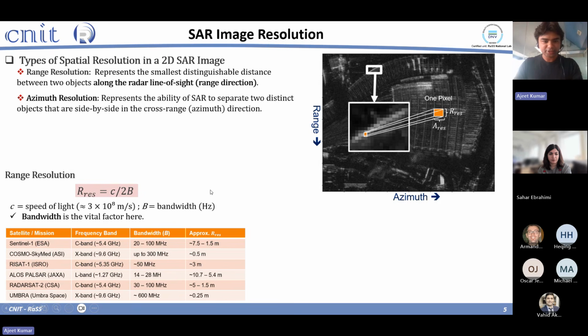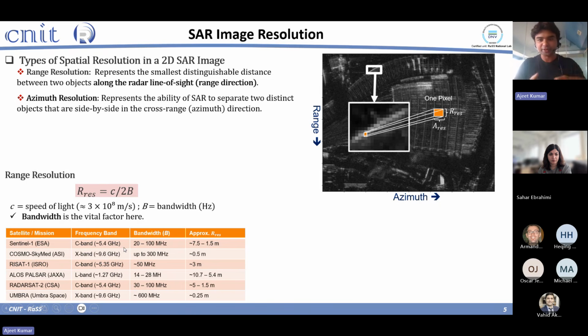So range resolution straightforwardly depends on the bandwidth. If you have a larger, wider bandwidth, you can have a better range resolution. For example, I've added some satellite examples here, for the Sentinel. You can see here, if you have a wider bandwidth, the resolution is much sharper. If you have a reduced bandwidth, like 50 megahertz for the RISAT-1 radar imaging satellite, you have a resolution of something like 3 meter. So this is a very straightforward formula.